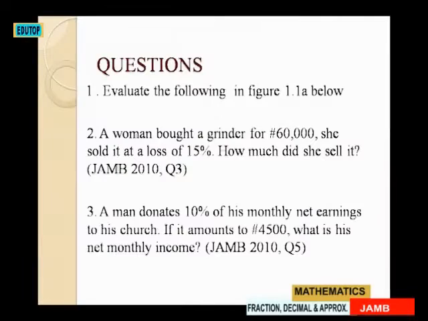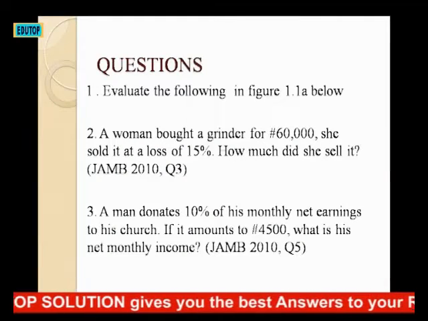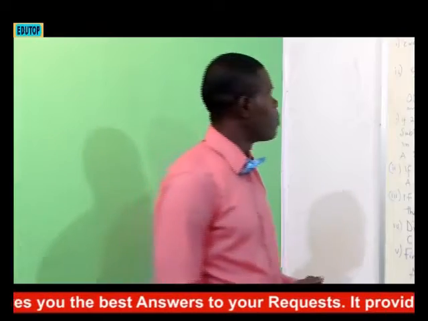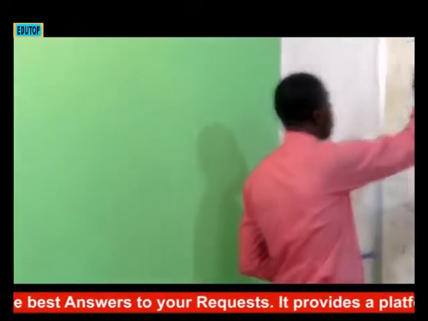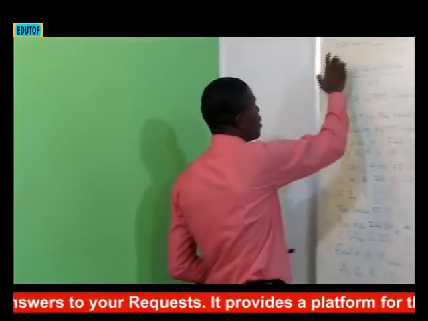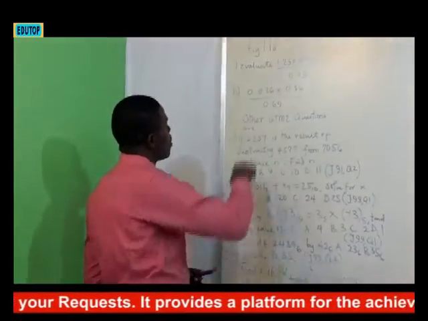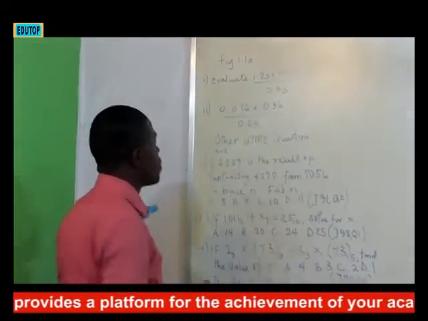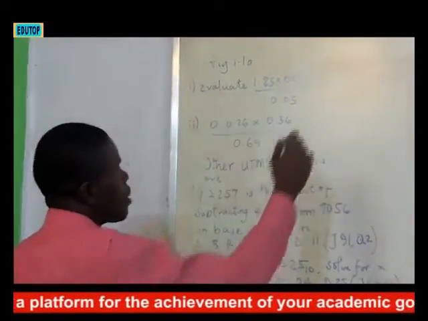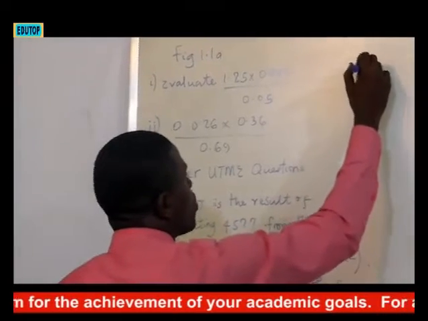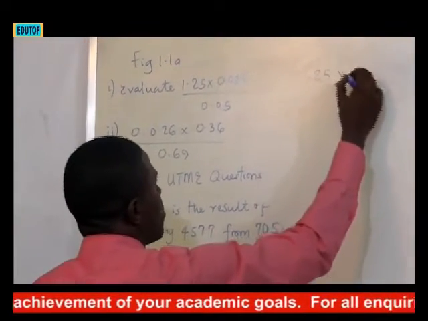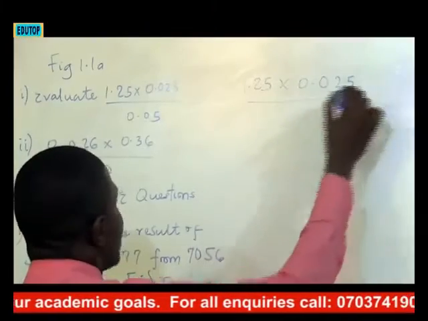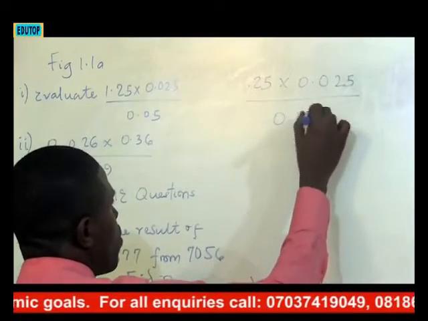Question: evaluate the following in figure 1.1a below. In figure 1.1a, these are the 2 questions that we are to attend to. To attend to this first question, which says evaluate 1.25 times 0.025 divided by 0.05.